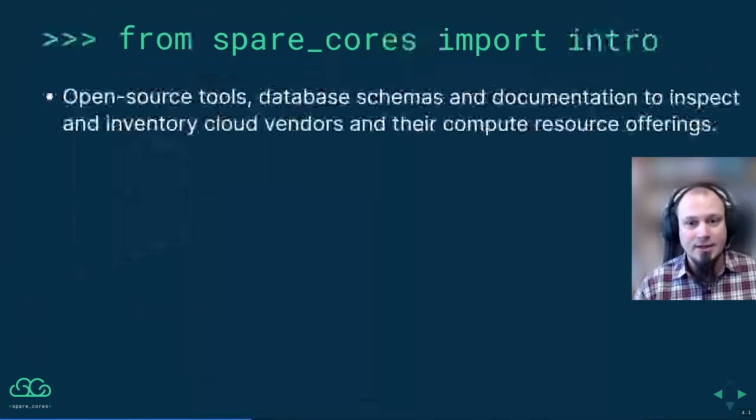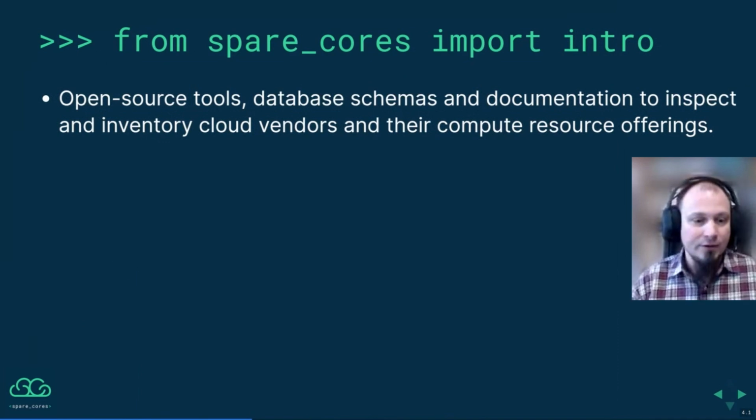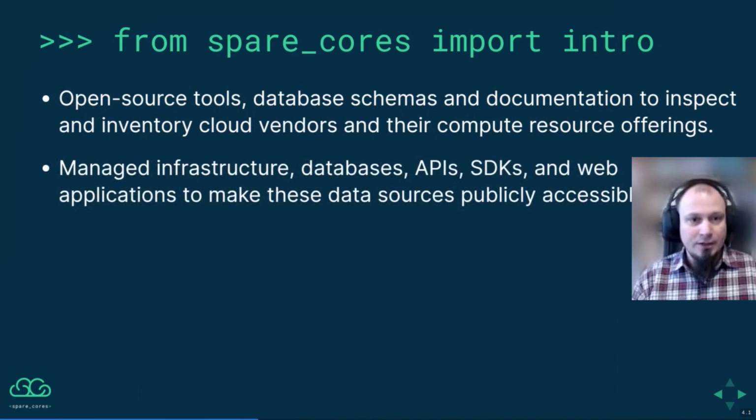I wanted to generalize this more, and I was super happy to see the funding opportunity from NGI Search. So we applied, and the second generation of this was born, called Spare Cores, which is a collection of open source tools, documentation, database schemas, so that you can run your own tooling based on our open source repos to collect data from the vendors. If you do not want to do that, we are already running it 24/7.